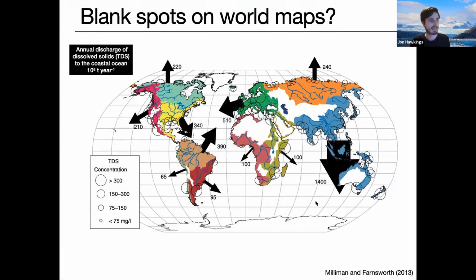This is an example from a textbook by Milliman and Farnsworth. It's used in a lot of undergraduate courses. It's river discharge to the coastal oceans. And as you can see, the ice sheets, the Antarctic Ice Sheet and the Greenland Ice Sheet, have been left blank. This is annual discharge of dissolved solids, estimates from lots of different river catchments. And we think this is a potential issue.